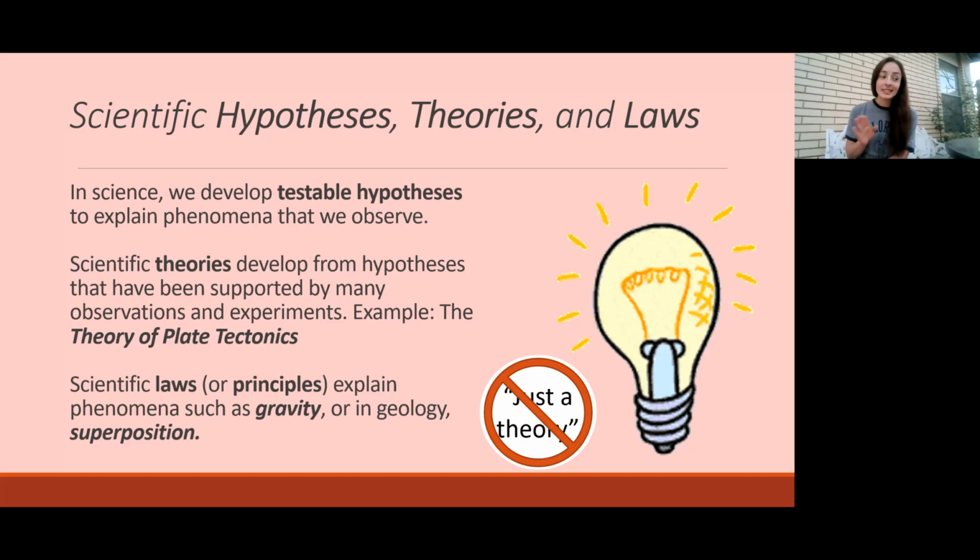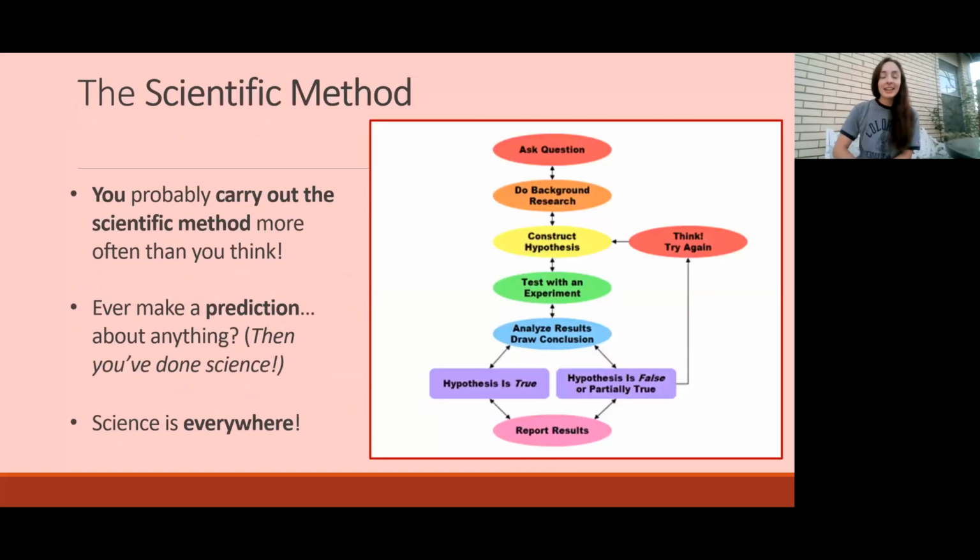Now, laws in science are also sometimes called principles, and they explain phenomena such as gravity, or like in geology, the principle of superposition, which we'll talk about in a later episode. Basically, it's just saying that if a rock layer is underneath another rock layer, then the underneath one is older. You would think that would be common sense, but you would also think that about gravity. So things like this that are so obvious and nothing can really disprove these things, these are scientific laws. With those definitions straight, let's move on to the scientific method.